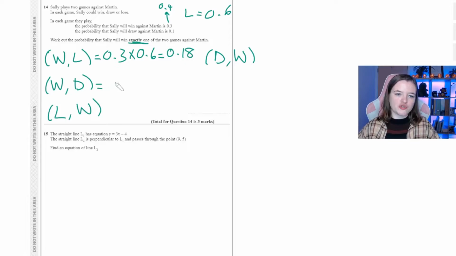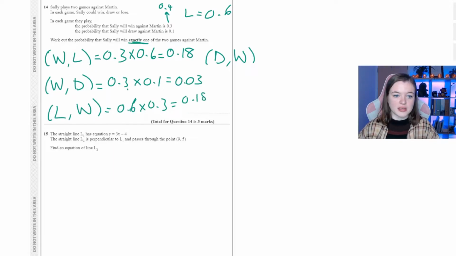Then I'm going to do win and draw. The probability of winning is 0.3, draw is 0.1, which is 0.03. This is the same as just dividing by 10, essentially. And then we've got lose and win. So losing is 0.6, and then winning is 0.3, because we've already done this one, just the opposite way around. That's also 0.18. And it's the same the other way around, that's also 0.03.